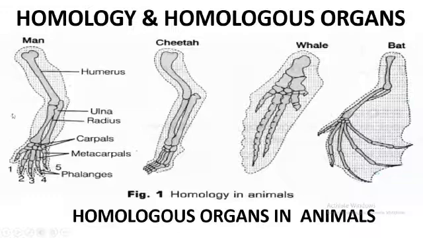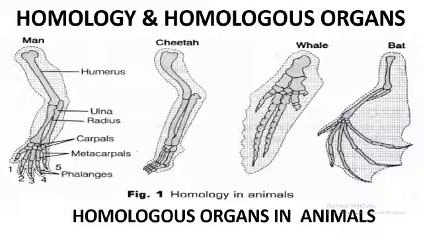First one, the forelimb of man, that is hand. The front leg of cheetah, likewise whale and bat. You see the bones are same: humerus, radius, ulna, carpals, metacarpals and phalanges. You compare cheetah, you compare whale, you compare bat. All this have got same structure. So therefore basic build-up is same.